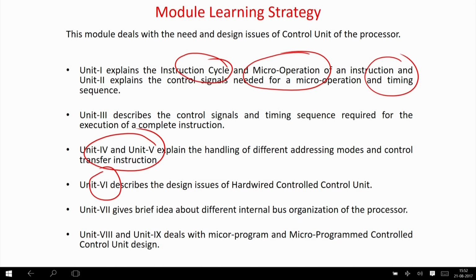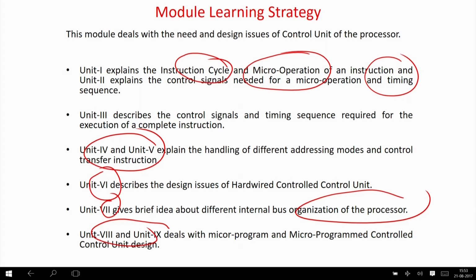Unit 6 will describe the hardware control unit. In unit 6 we will deal with the case where you are given a set of instructions and you want to make a hardware control unit, and how to design that. Unit 7 will tell you about the different types of bus architecture. As I was saying, we will study in depth different types of single bus and multiple bus, and for all of them we will study how to design the control signals. And the last 2 units will deal with how to design microprogram control units for different bus organizations. Basically, that is the idea.